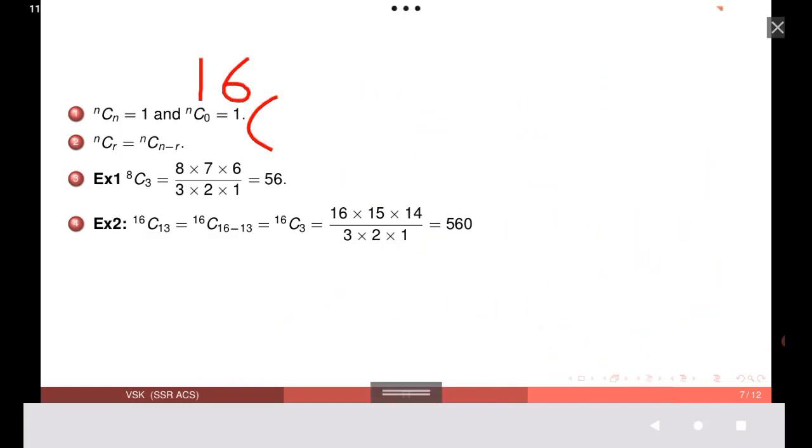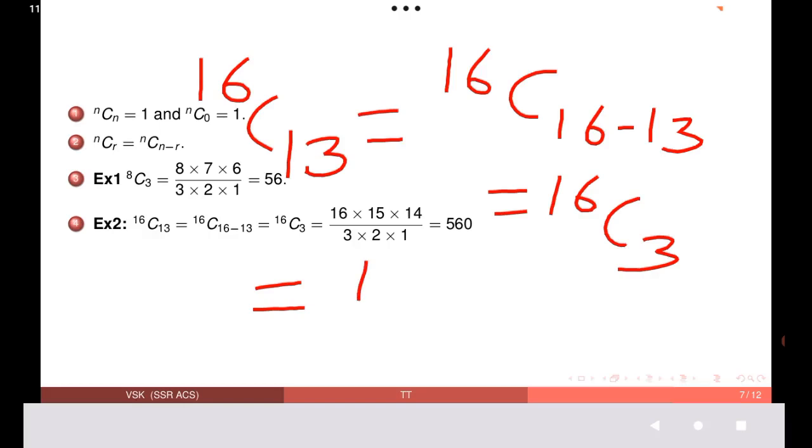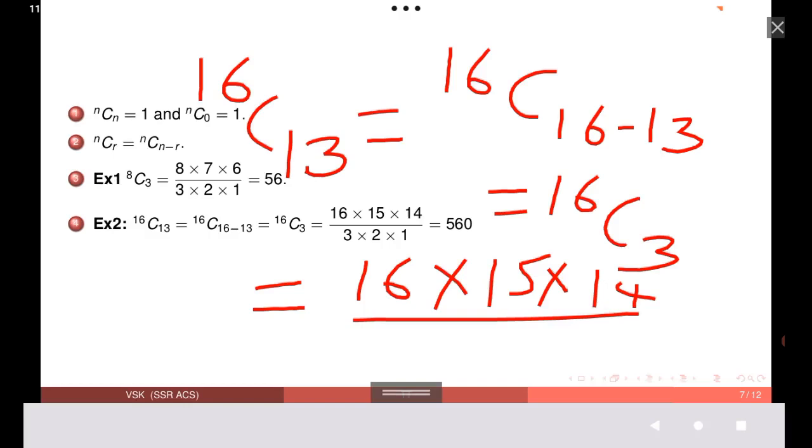16C13 will be the same as 16C(16 minus 13), that is 16C3, and its value will be 16 into 15 into 14, 3 factors, divided by factorial 3, so 3 into 2 into 1. So using this you can find the value of the combination.